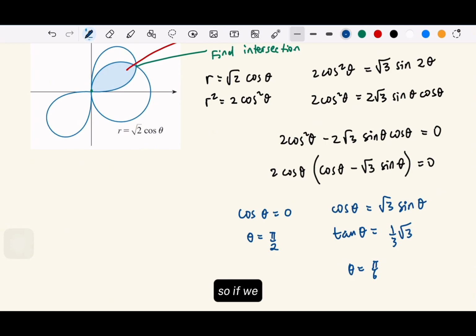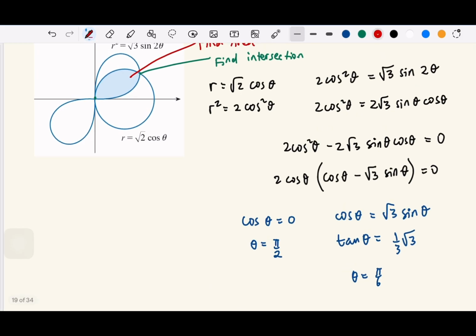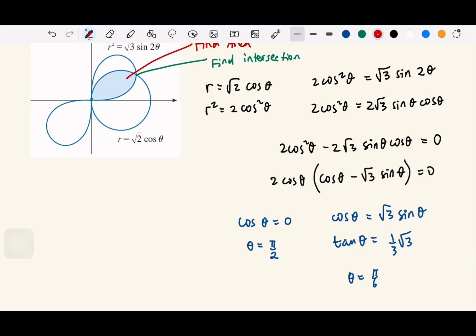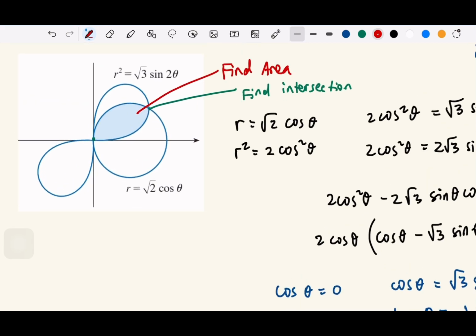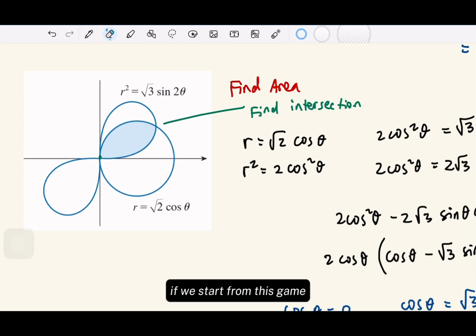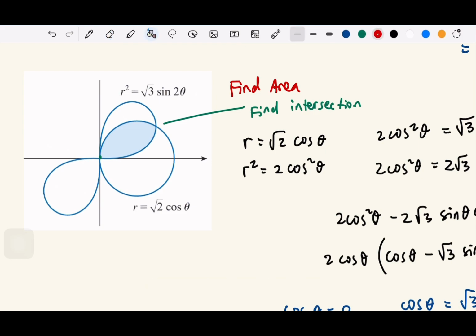So if we take a look at what we have here, if we start from this and move through this point, let me just draw a line. Draw a line here. There, line here.